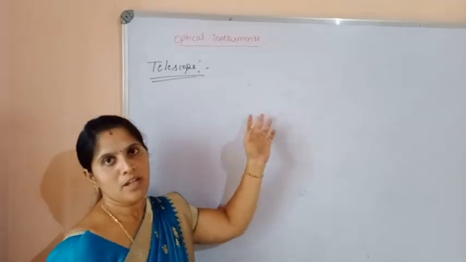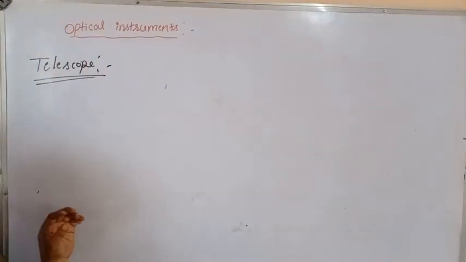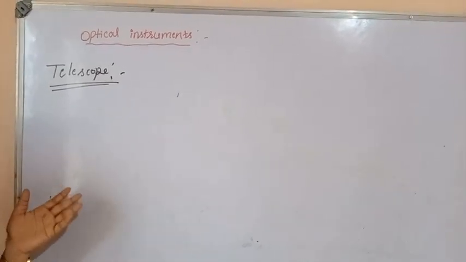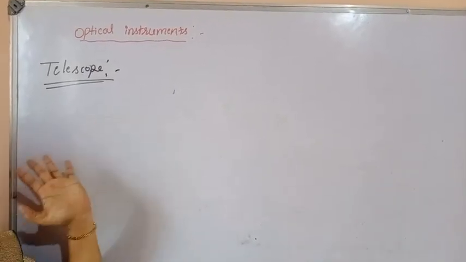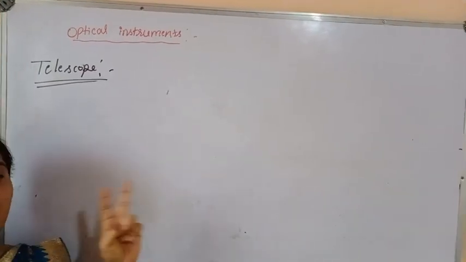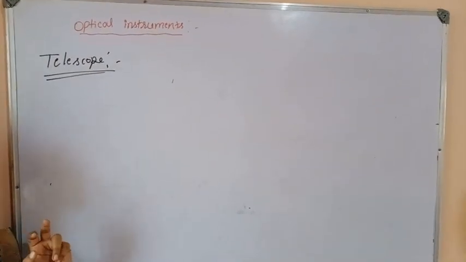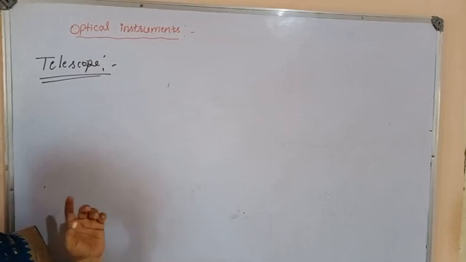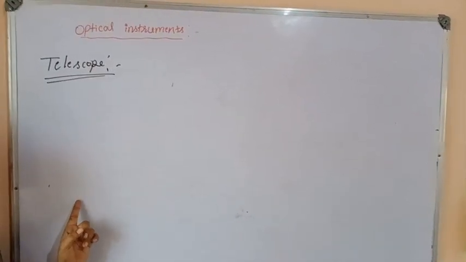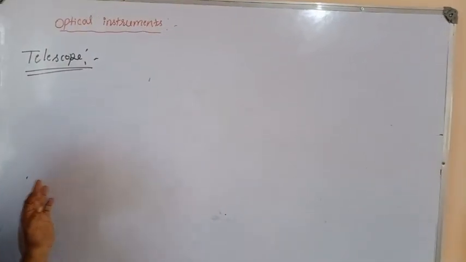Next, the telescope. A telescope is an optical instrument used to see distant objects, for example the moon or stars. So this telescope also consists of two lenses, one is the objective and the other is the eyepiece. But the objective lens has a larger aperture and larger focal length. The eyepiece has a smaller focal length and smaller aperture.